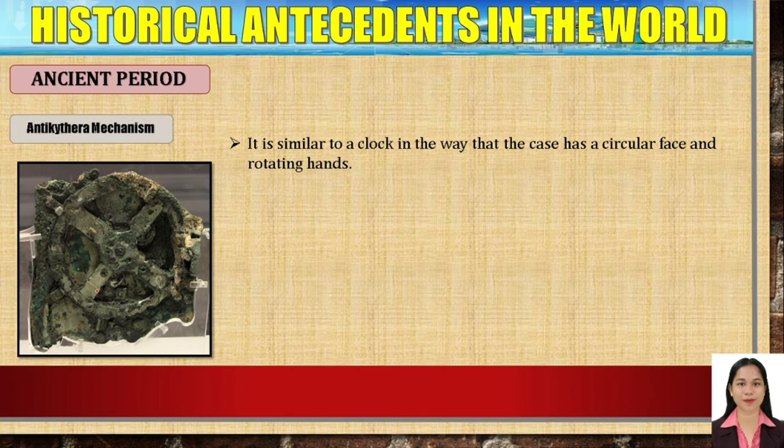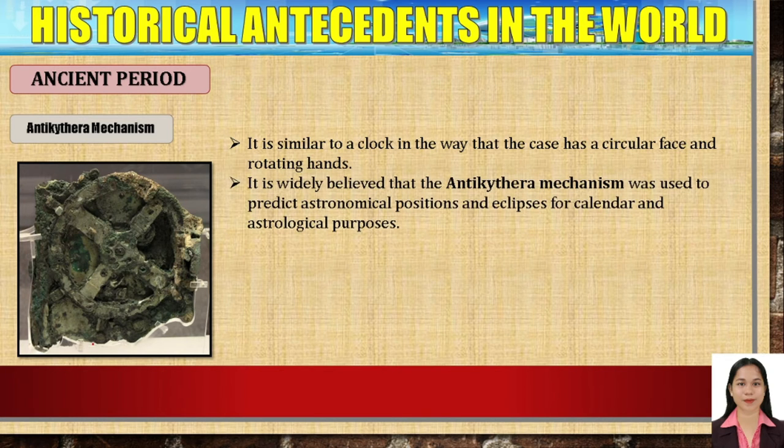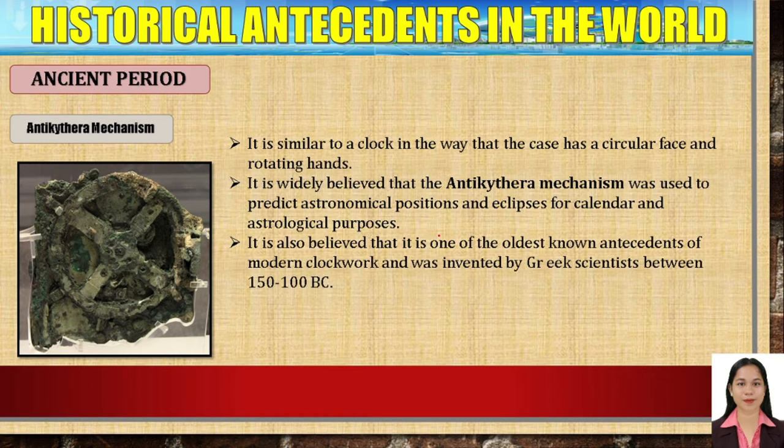Upon its discovery, the bits of wood seen on its fragments suggest that it must have been housed in a wooden case. So parang nakapaloob lang siya sa isang wooden case. Doon siya nakalagay. And it is widely believed that the Antikythera mechanism was used to predict astronomical positions and eclipses for calendar and astrological purposes. It is also believed that the Antikythera mechanism, which is one of the oldest known antecedents of modern clockwork, was invented by the Greek scientist.